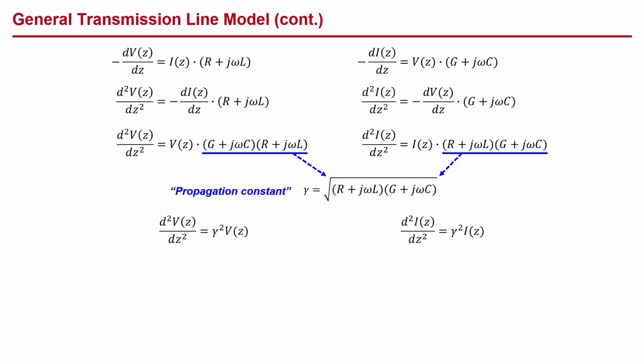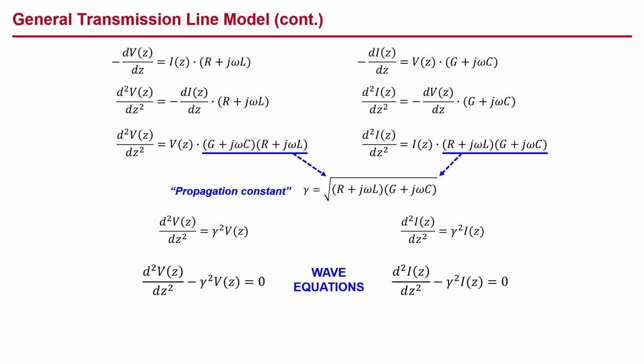We can substitute gamma squared into each equation, and we rearrange terms to get a pair of equations that state that the second derivative of the parameter of interest, voltage or current, minus gamma squared times the same parameter of interest equals 0. Equations of this form are called wave equations because they describe the propagation of the signal of interest as a wave in space.